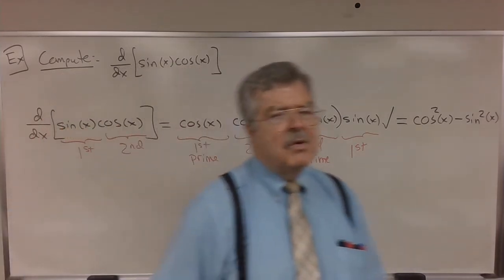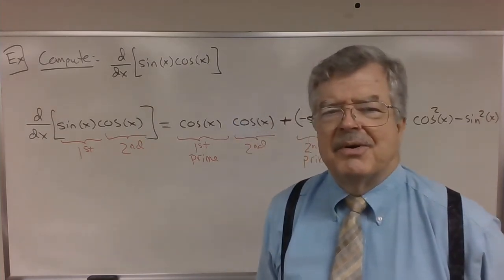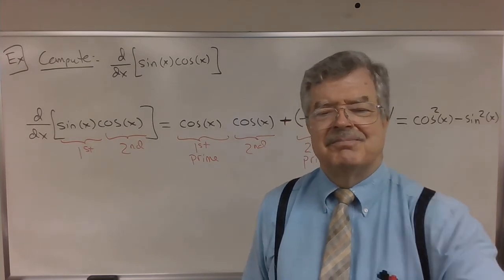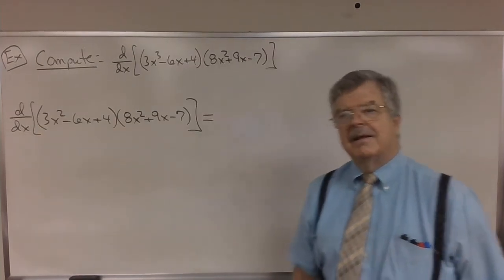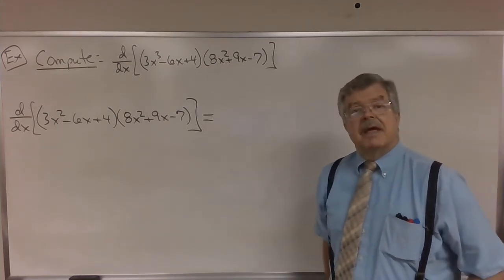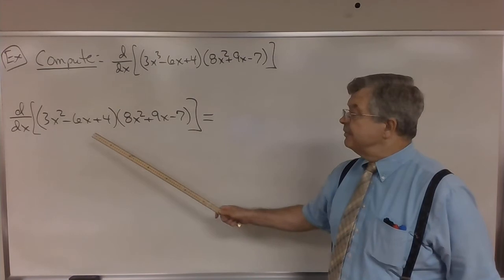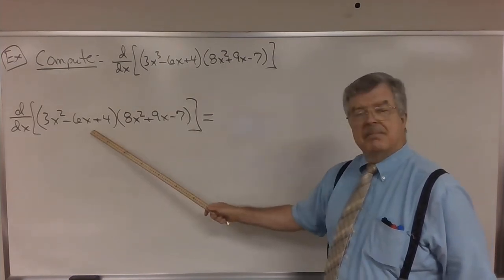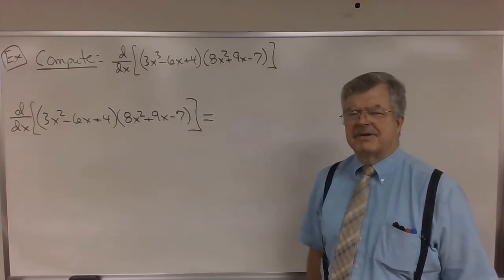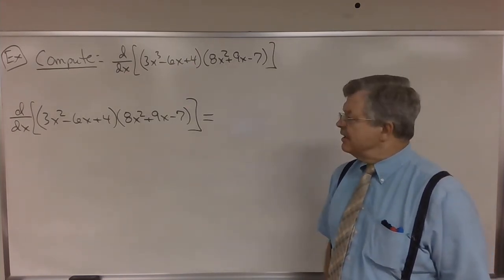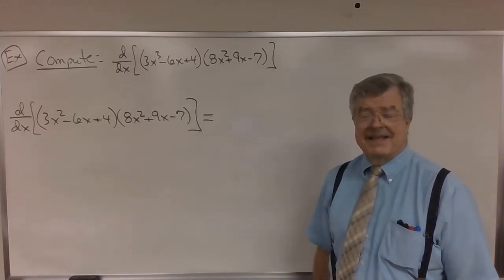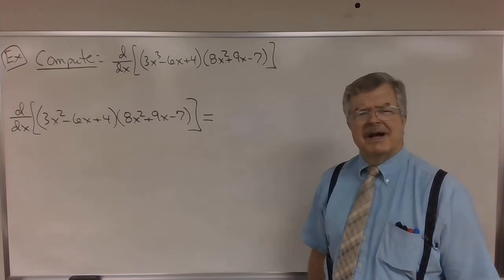Let's do one more example before we throw a few monkey wrenches into the gears. Okay, the derivative of a product. And this is one where we could multiply everything together first, and then we really wouldn't have the derivative of a product. But I look at these two functions and I think, do I really want to multiply these out first?